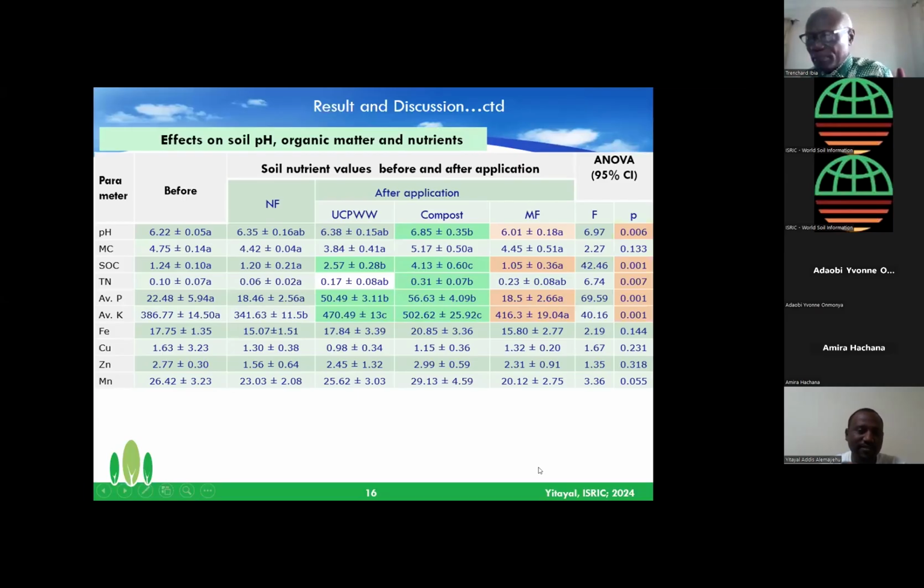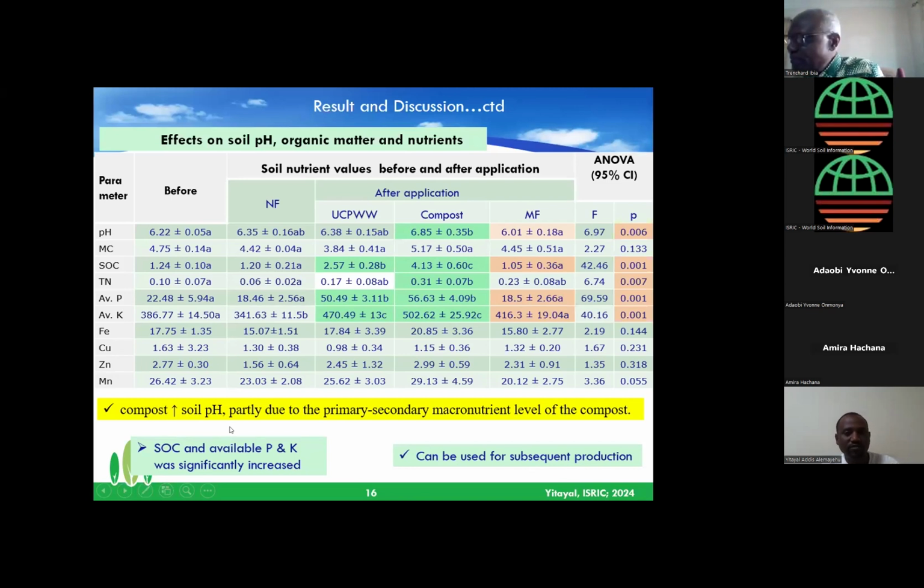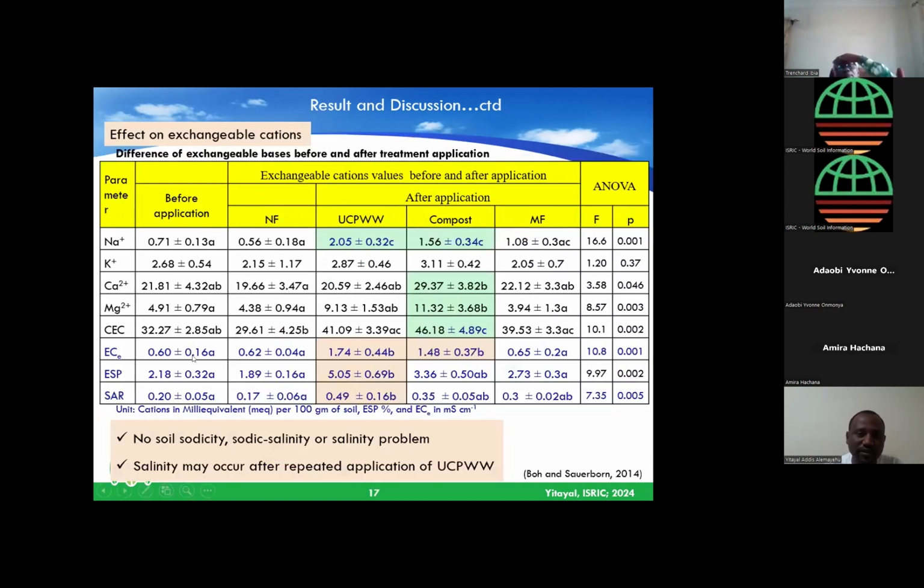Sorry for the interruption again. So that means when we use the compost from the mentioned ingredients, the compost may increase the soil pH, partly due to the primary and secondary macronutrient level of the compost. Of course, that partly depends on the amount of hydrolyzed urine used during composting. The soil organic carbon and available potassium and phosphorus were significantly increased in the compost side and can be used for subsequent production without applying more compost on that specific soil.